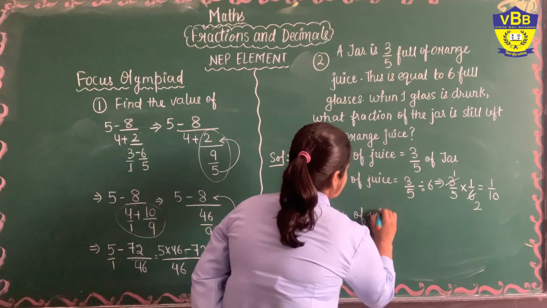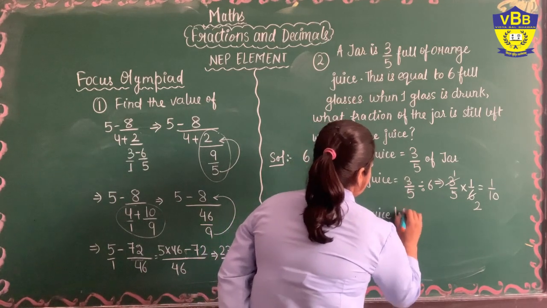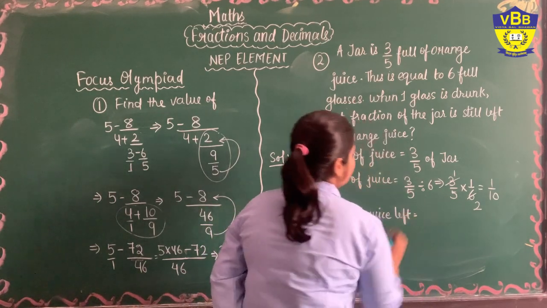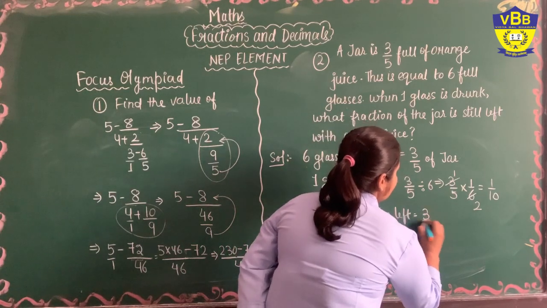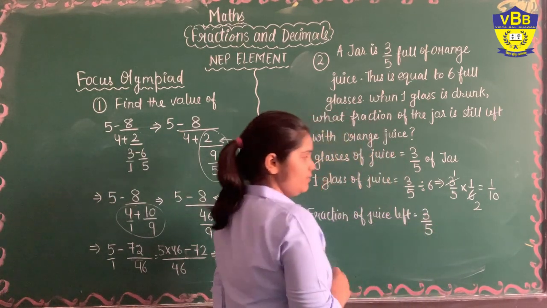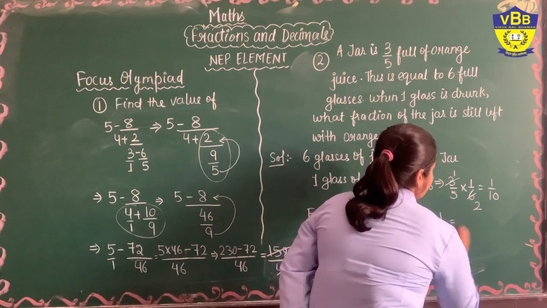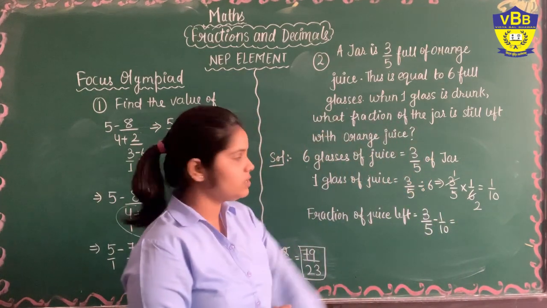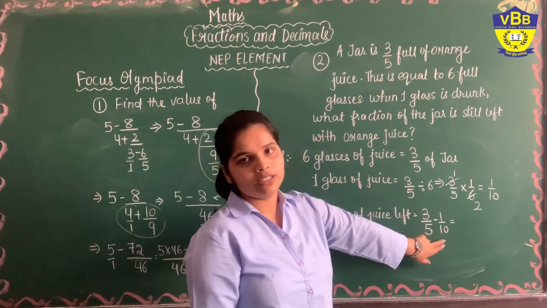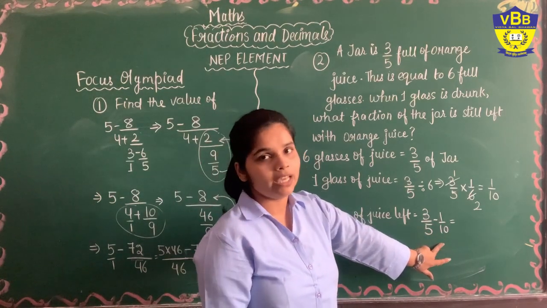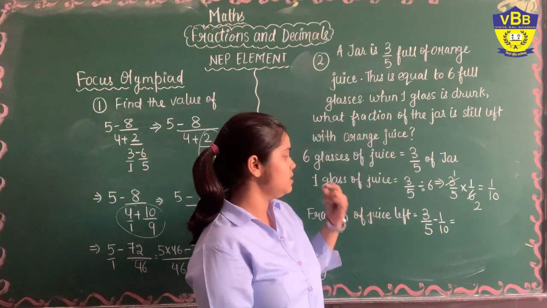The fraction of juice left in the jar will be, what we will do, we will subtract the two numbers. In total it had 3 by 5 of the part and 1 upon 10 part has been drunk. Subtract the two numbers. To subtract them, again you can see they are not like fractions. Make them like by taking the LCM of the denominators.